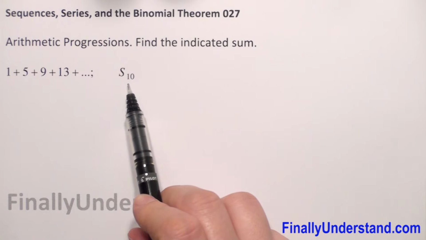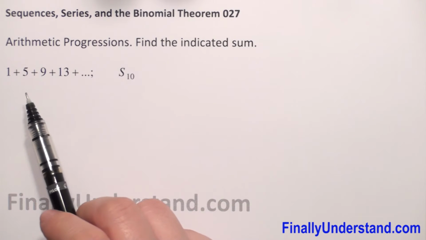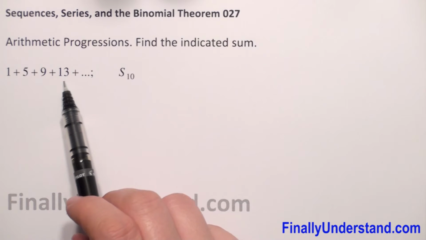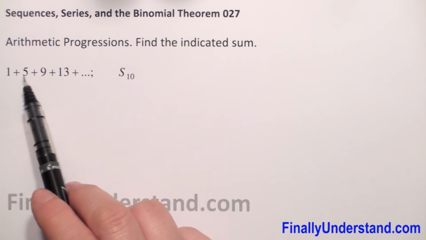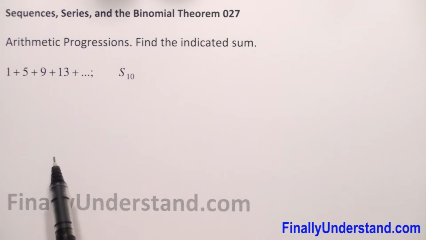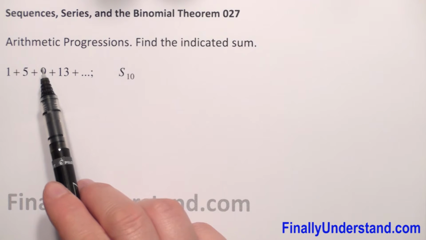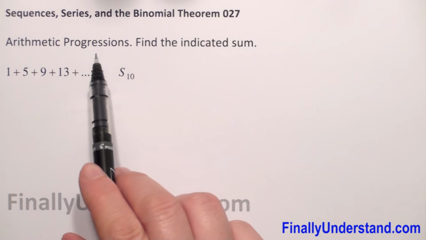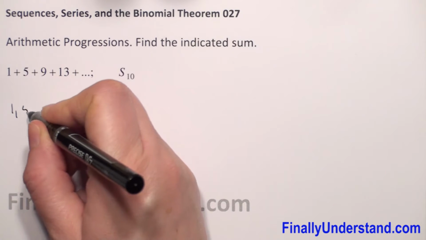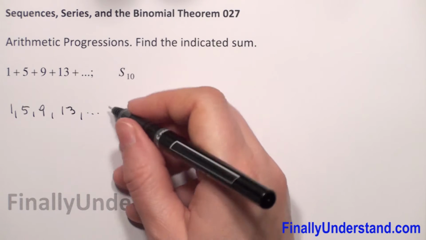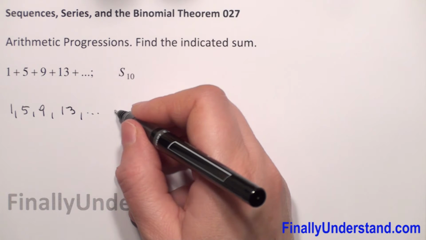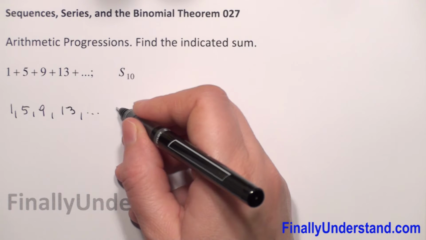We have to find the sum of the first 10 terms of the series. We have 1 plus 5 plus 9 plus 13 and so on. And we have been given also that 1, 5, 9, 13 and so on are terms of an arithmetic progression.